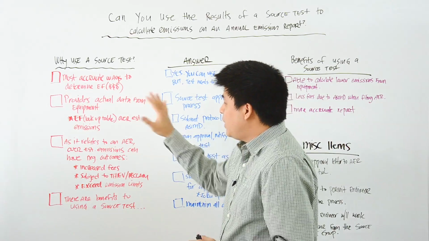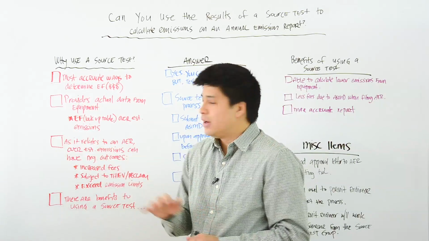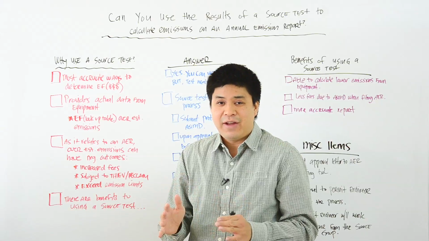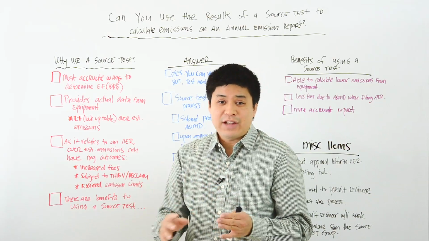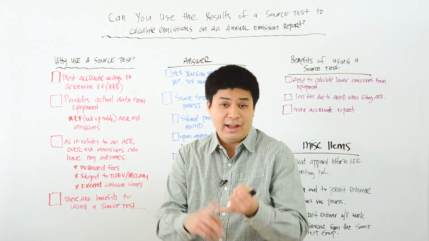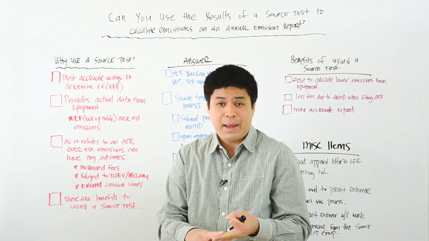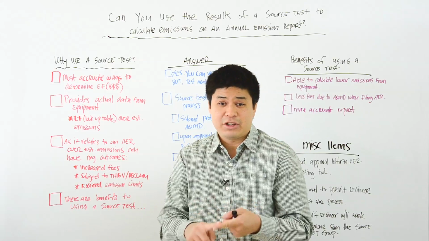As we talked about in a previous edition of At the Board, a source test, or the results of a source test, is one of the most accurate ways to determine an emission factor. Remember, there's actually 4 ways to determine an emission factor. You can look one up on a lookup table, you can do an engineering calculation, you can do a mass balance, or you can do a direct measurement.